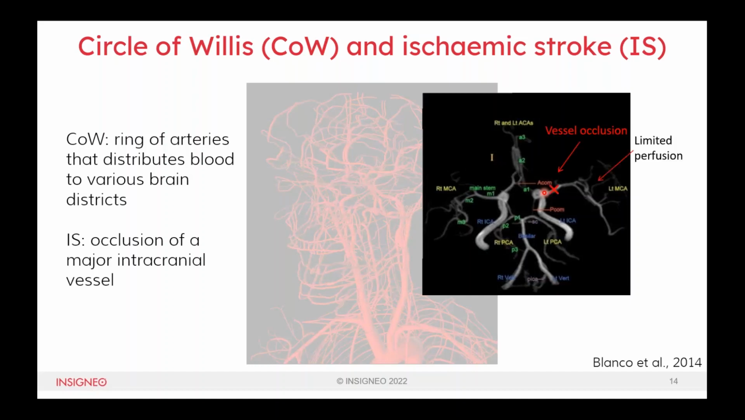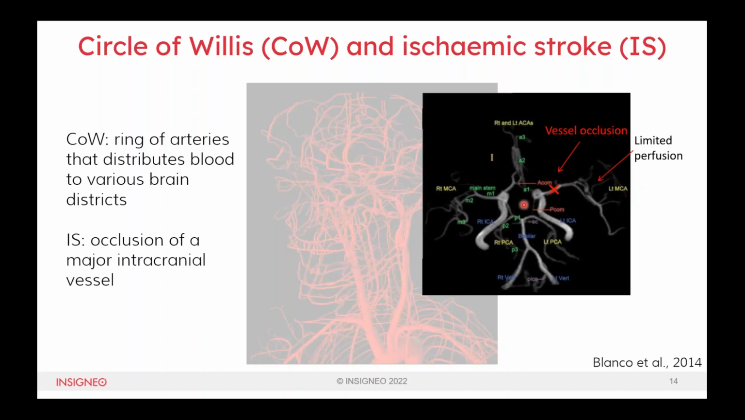But what can happen, and unfortunately happens very often, is that one vessel can be occluded by a clot of blood. This event of occluding a vessel with a clot of blood is called an ischemic stroke. One of the vessels that gets occluded more often is the middle cerebral artery, which is this large artery here, which is responsible for providing blood to a large part of the brain.